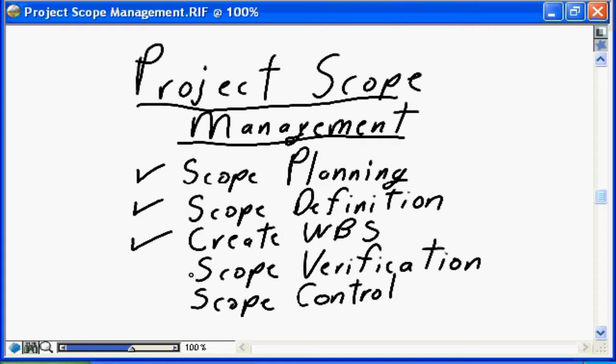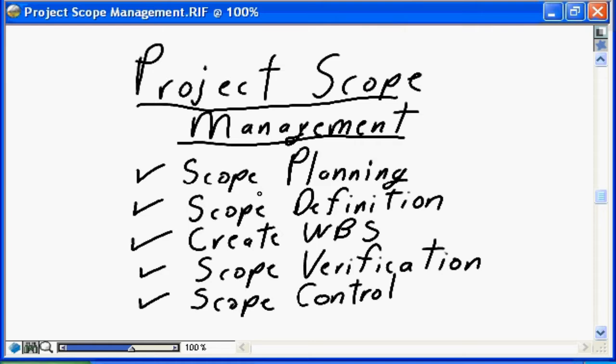And the next nugget, scope management, will cover the remaining two areas from the PMBOK guide, which is scope verification and scope control. In other words, the ongoing activities related to ensuring that the project is delivering to the scope definition that we're defining in this nugget.